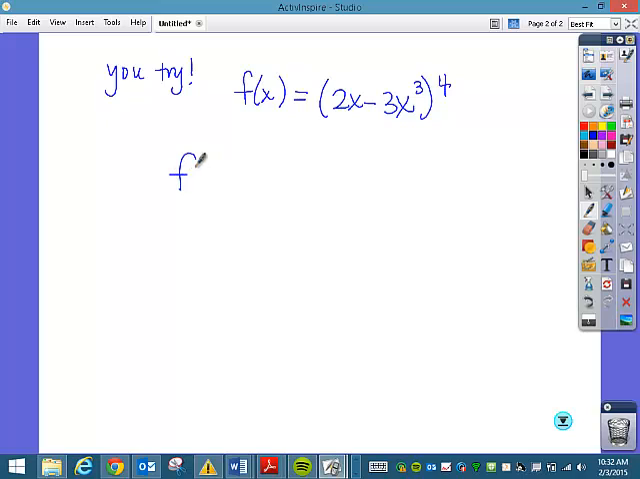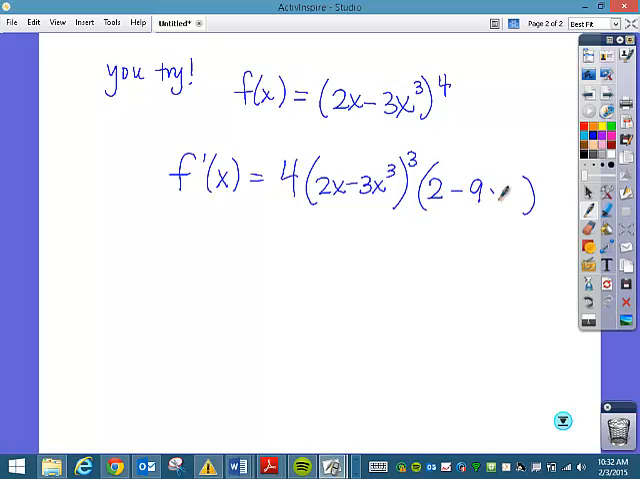When I take the derivative using the chain rule, I'm going to take my exponent 4, pull it out front. I'm going to keep the insides the same. I'm not going to touch it: 2x minus 3x to the third. Then I have to subtract 1 from this exponent, which is 3. And then last, I need to multiply by the derivative of u, whatever's inside the parentheses, which is 2 minus 9x squared.